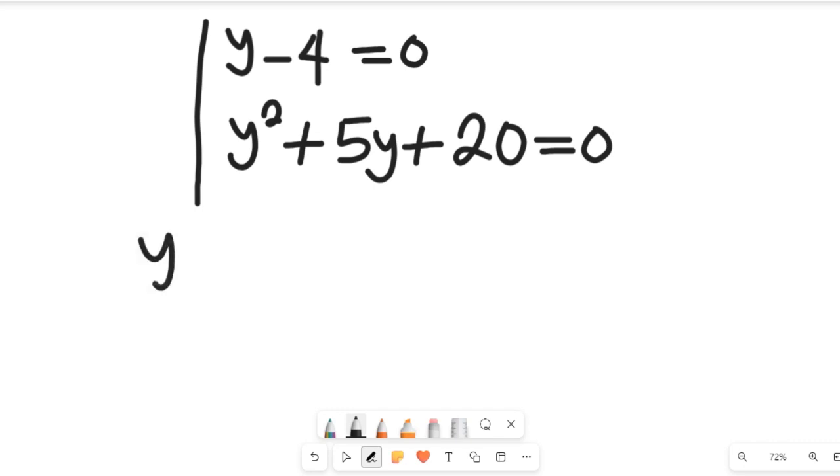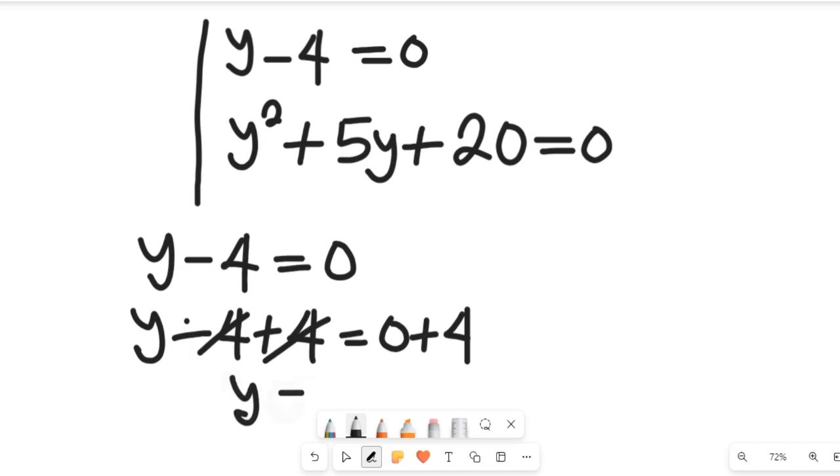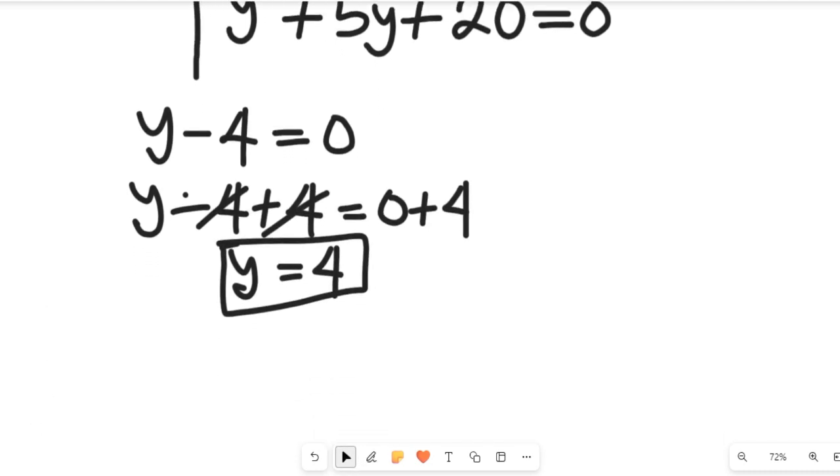From the linear, we'll have our y minus 4 to be equal to 0. We'll add 4 to both sides. We'll have our y minus 4 plus 4 to be equal to 0 plus 4. While this clears this, our y will be equal to 4. So y equal to 4 is the first solution to that polynomial equation.